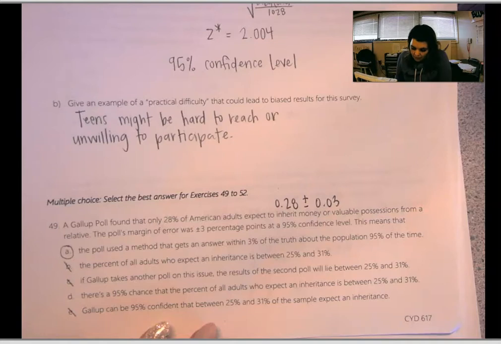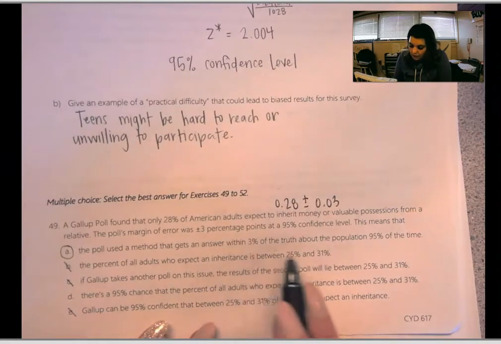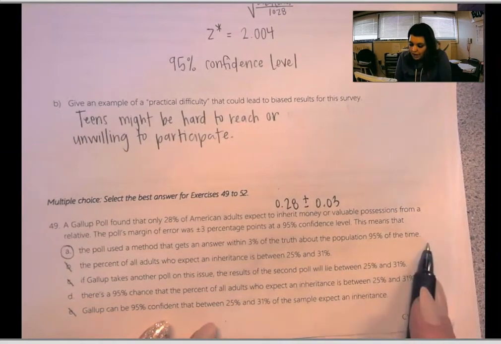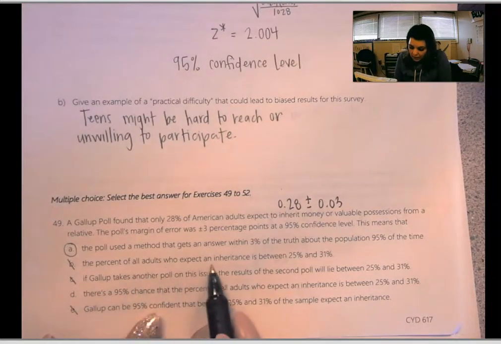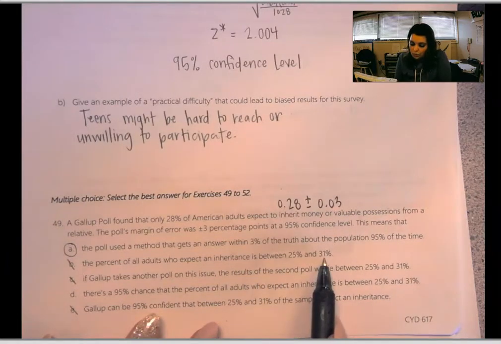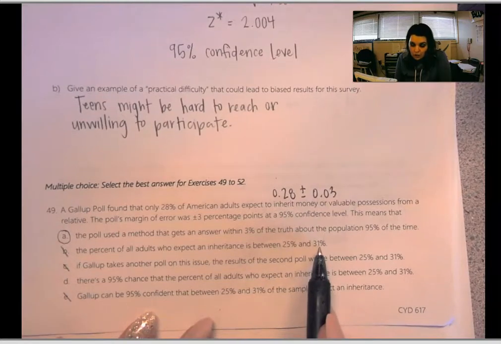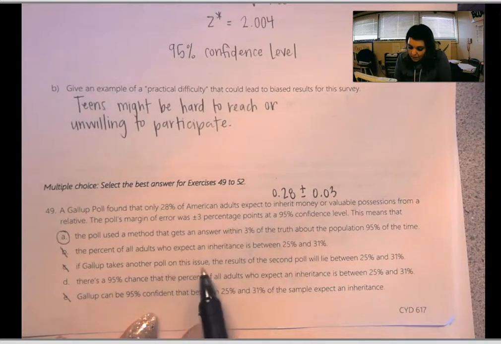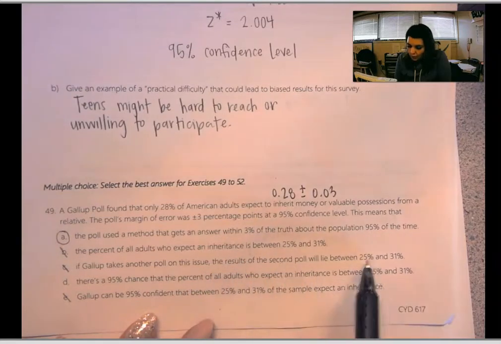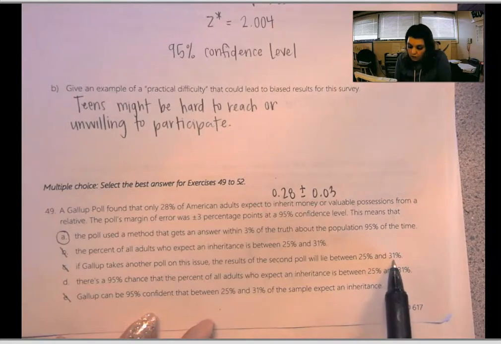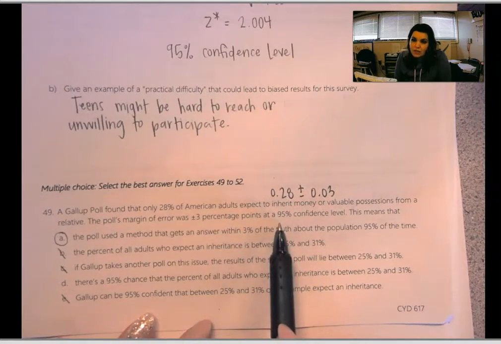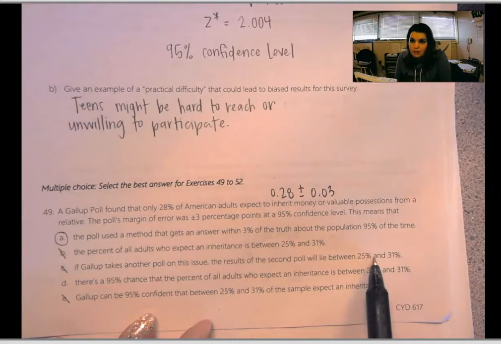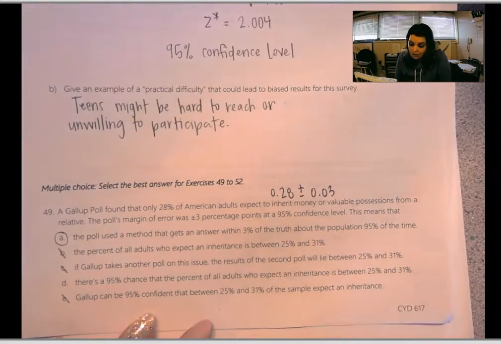This means that the poll used a method that gets an answer within 3% of the truth about the population 95% of the time. That sounds right to me. The percent of adults who expect an inheritance is between 25 and 31. No, we can't make that statement because we're not 100% sure. If Gallup takes another poll on this issue, the results of the second poll will lie between 25 and 31. Well, they would have to take another poll with the same exact sample size, and even in that case, 5% of those samples could potentially not be within that interval.